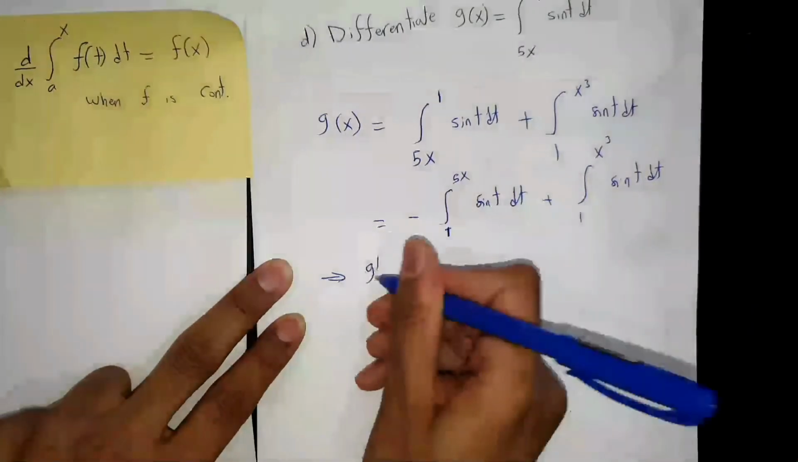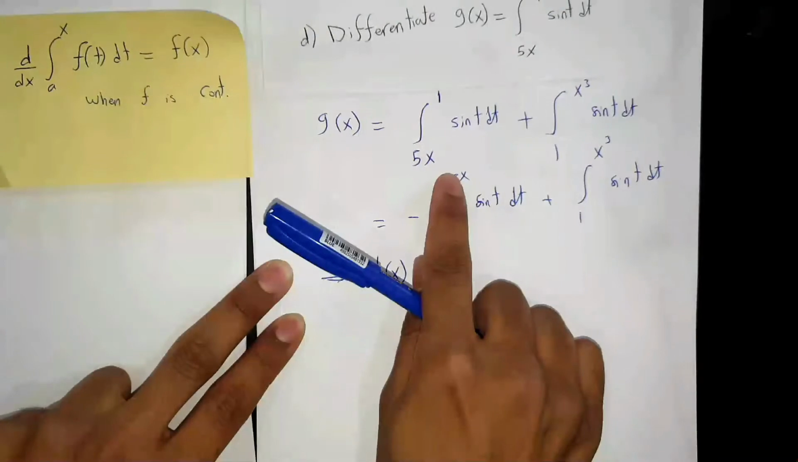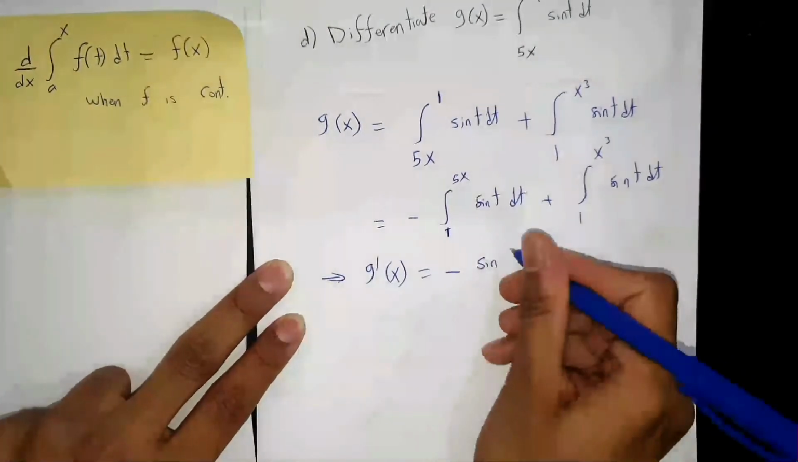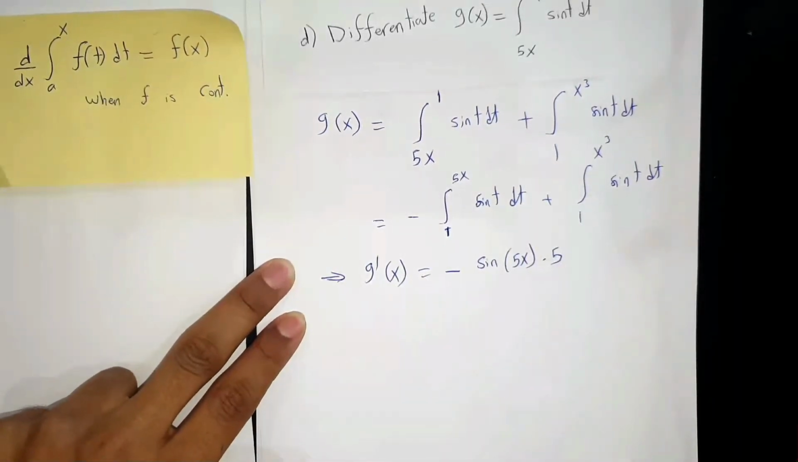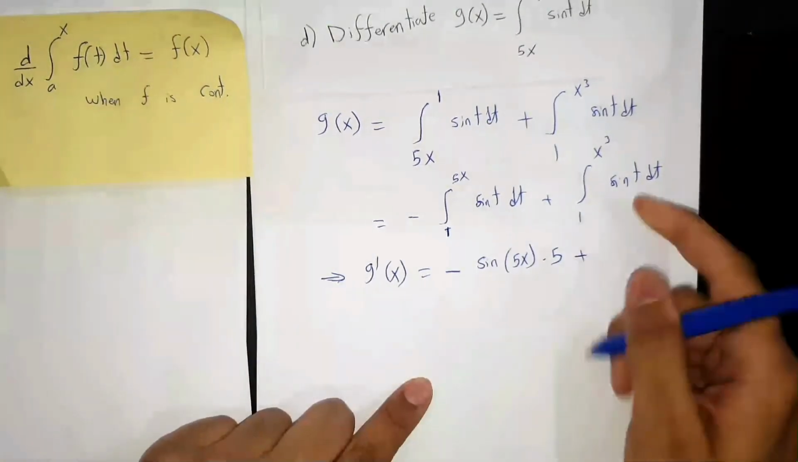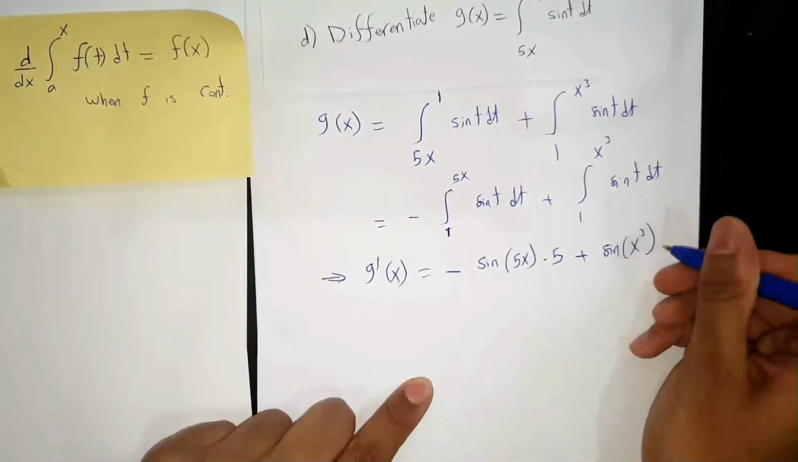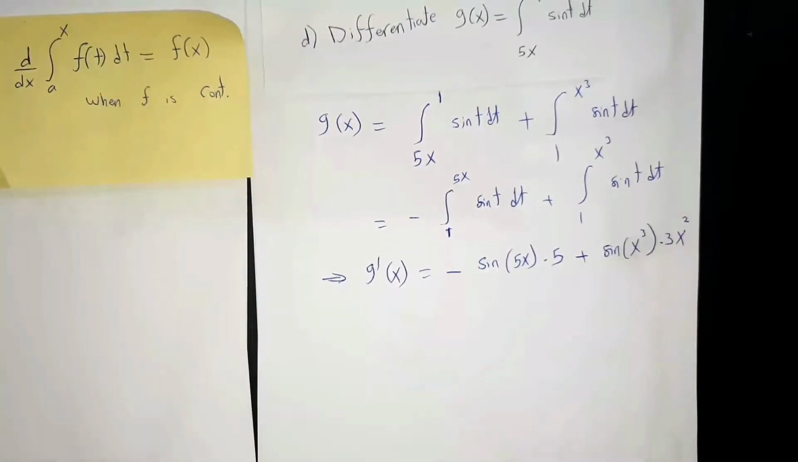So g prime of x will be minus, you just substitute 5x instead of this t, sine 5x, and do not forget to multiply by the derivative of the upper function plus the same here, you will get sine x cubed times, do not forget the derivative of the upper function, which is what? 3x squared. Any questions here?